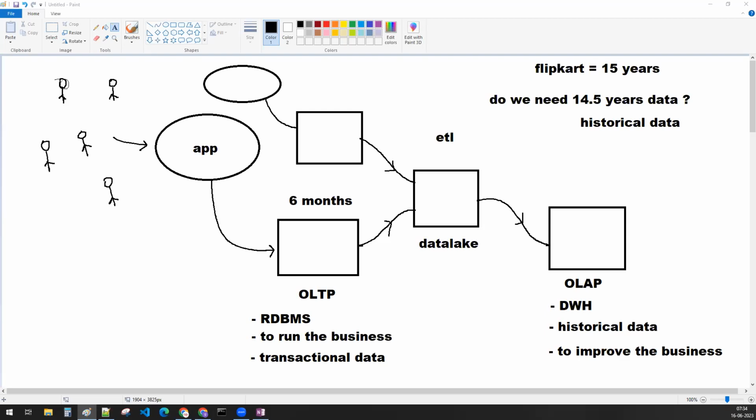So the OLTP is nothing but Cloud SQL, and OLAP, just imagine, is BigQuery or Bigtable. Correct. In the same way, is the data lake any part of GCP? The data lake is Google Cloud Storage. Cloud Storage. Okay.